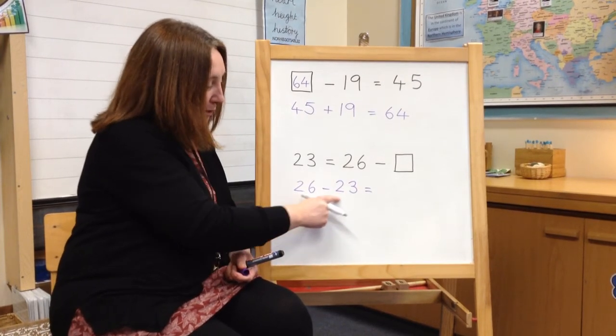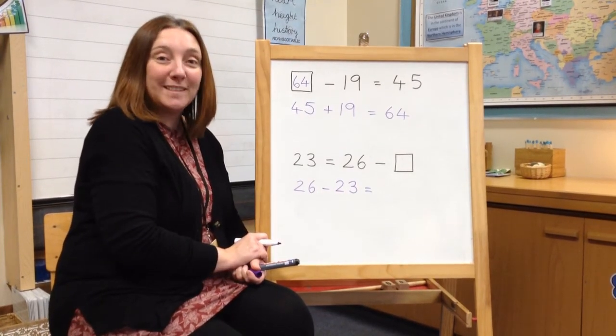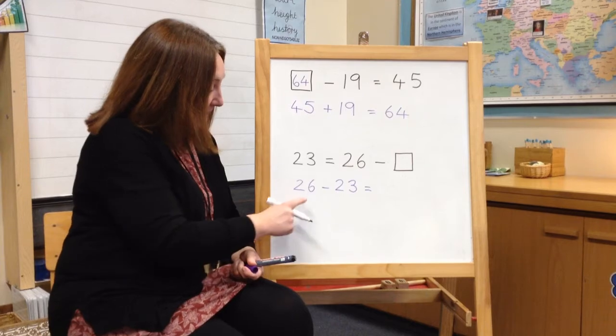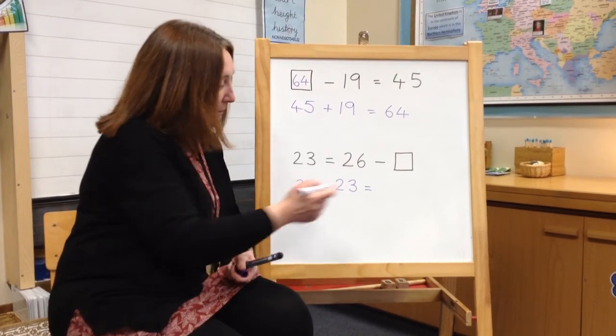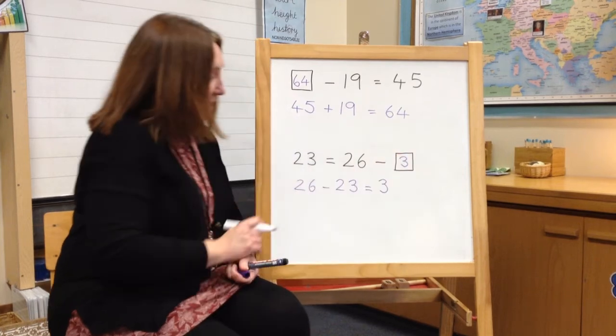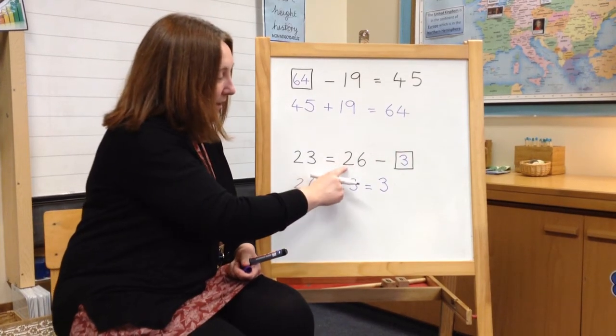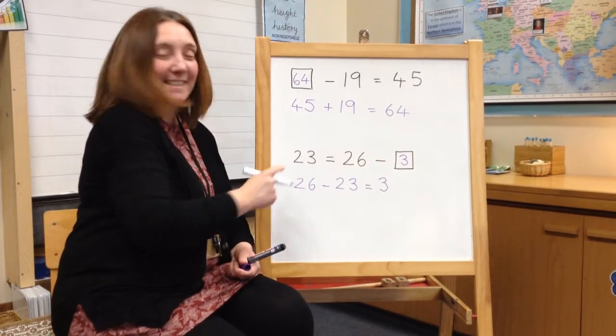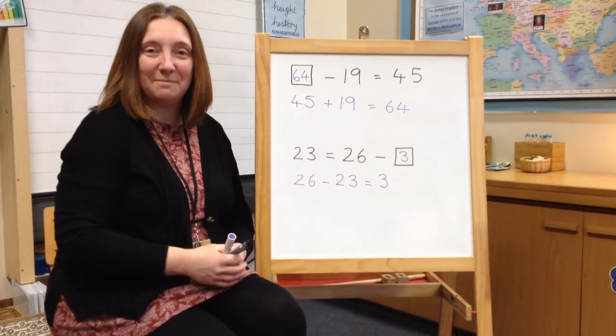Look carefully at the two numbers. What do you notice about them? They're close together, aren't they? So let's just find the difference. The difference between the two numbers is 3. So the subtrahend is 3. Let's check. 26 subtract 3, we get a difference of 23.